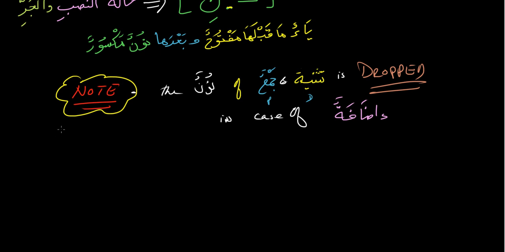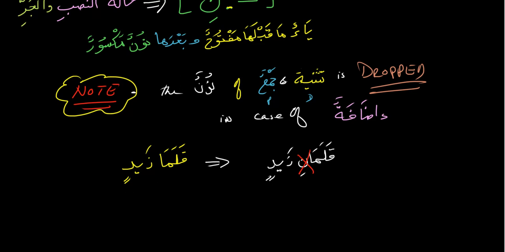For example, qalamani zaydun. It used to be qalamani zaydin, the two pens of Zayd. Okay, it was originally qalamani zaydin. But this noon is dropped when making this construction.